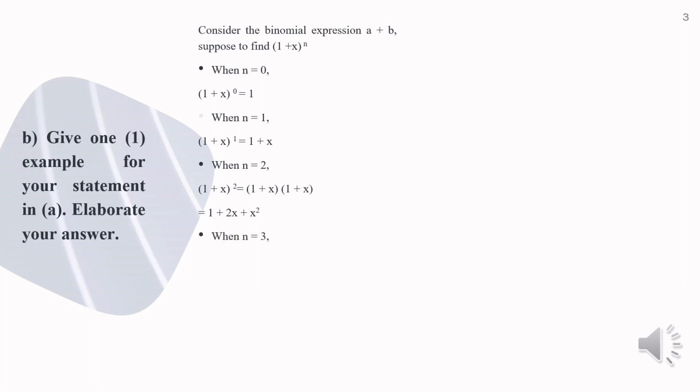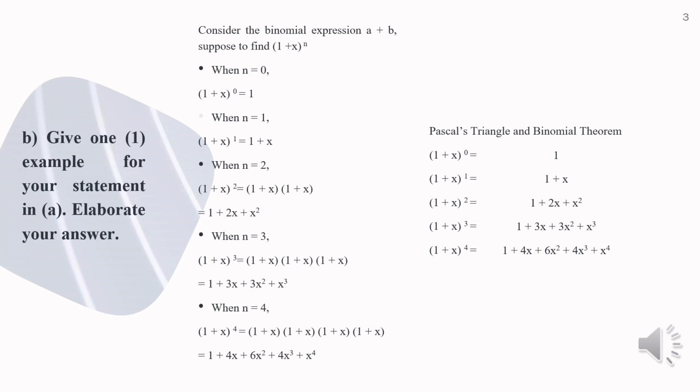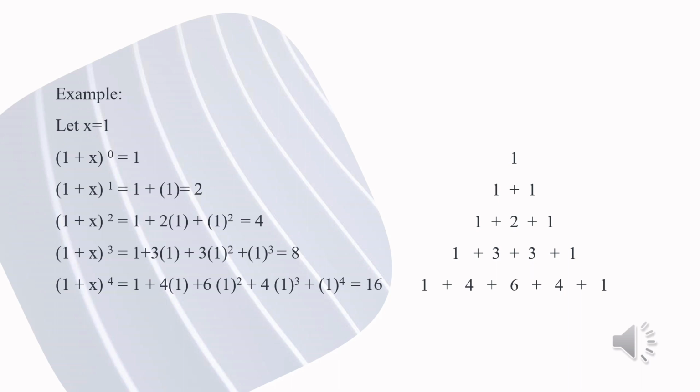When n is equal to 3, (1 plus x) cubed equals 1 plus 3x plus 3x squared plus x cubed. When n is equal to 4, (1 plus x) to the power of 4 equals 1 plus 4x plus 6x squared plus 4x cubed plus x to the power of 4. Hence, all these binomial coefficients are the elements of each row of Pascal's triangle. For the example, let x equal 1.